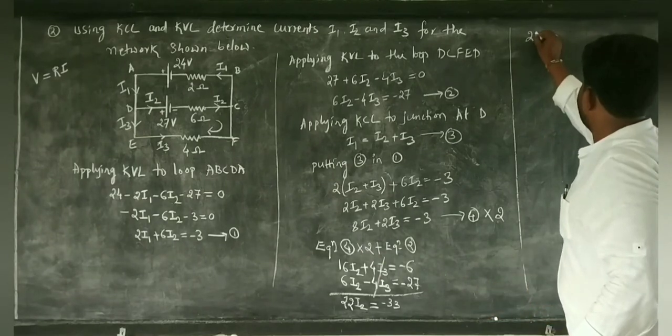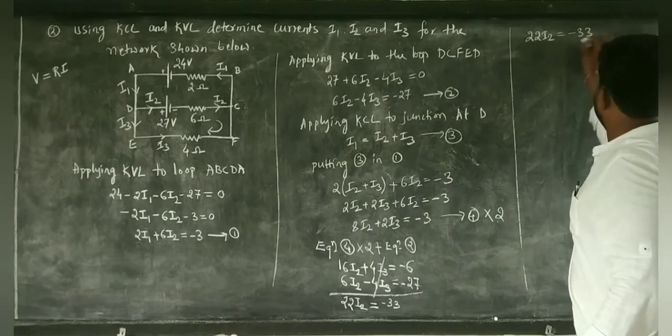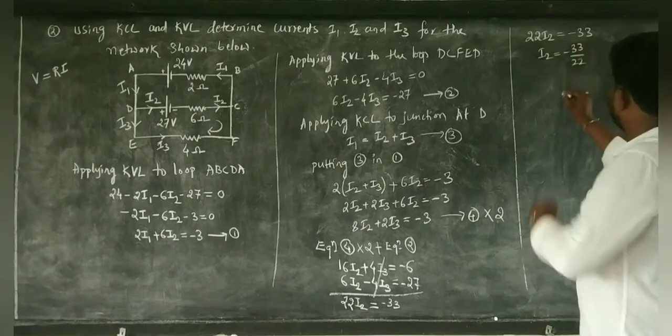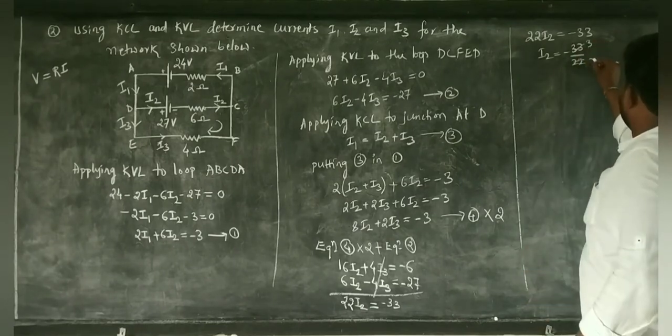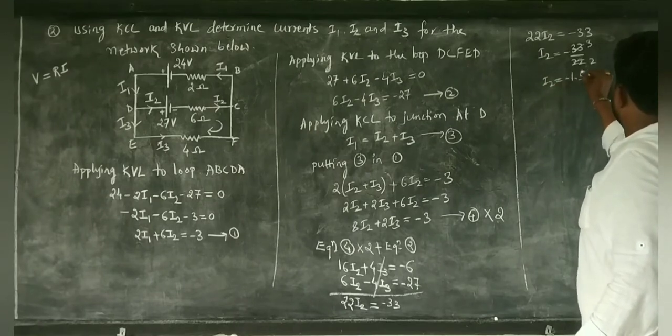So 22 I2 is equal to minus 33. I2 is equal to minus 33 divided by 22. 11 3s are 33, 11 2s are 22. Therefore I2 is equal to minus 1.5 ampere.